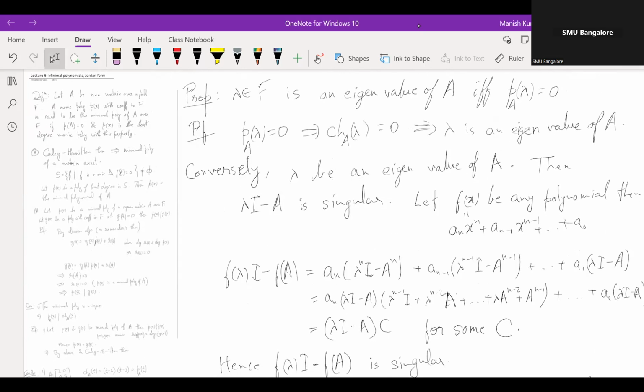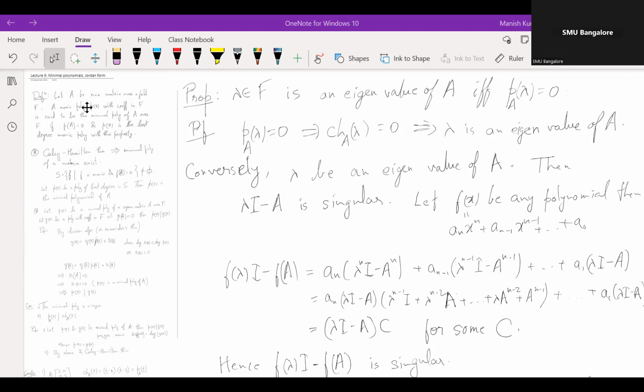Okay, so the first thing which I promised you is that lambda is an eigenvalue of A if and only if P_A(lambda) is 0. One direction, the "if" part, is okay, because if P_A(lambda) is 0, then that tells you the characteristic polynomial of A at lambda is 0, because P_A divides the characteristic polynomial. So P_A means the minimal polynomial. Our notation for the minimal polynomial is going to be P sub A, which implies lambda is an eigenvalue of A. So that direction is fine.